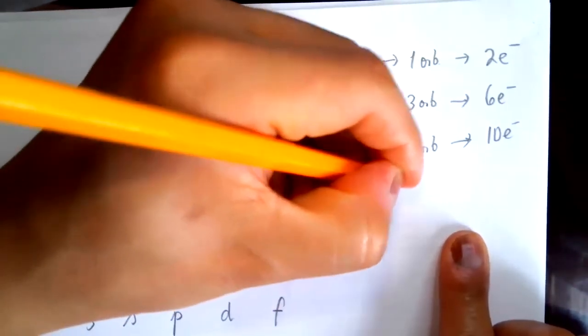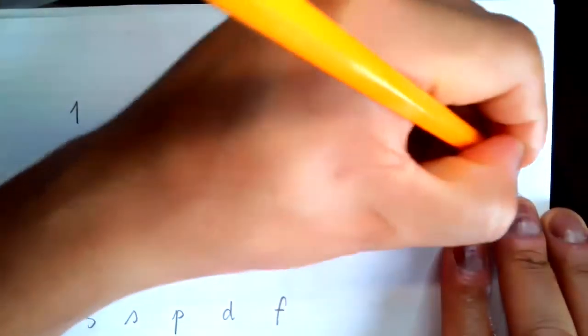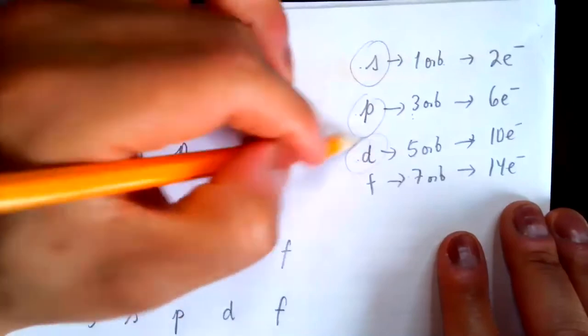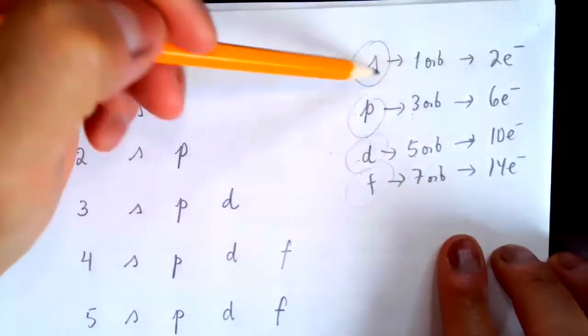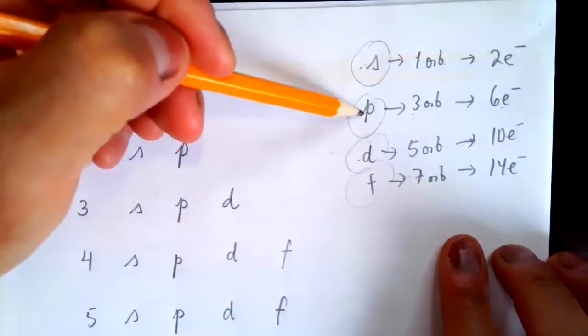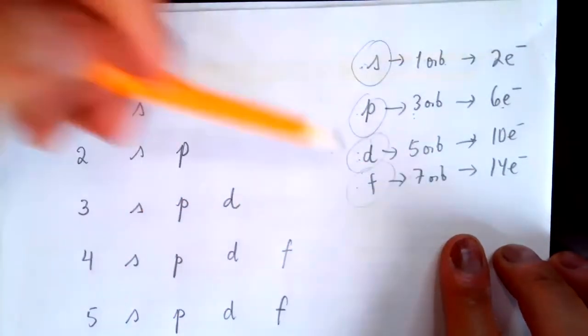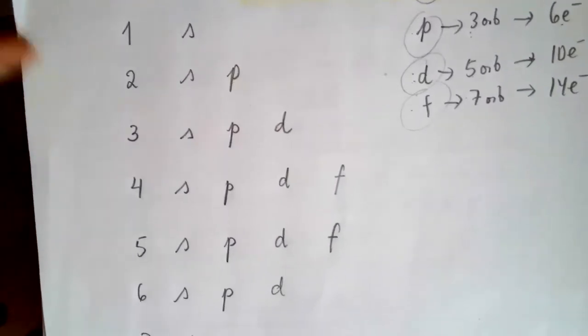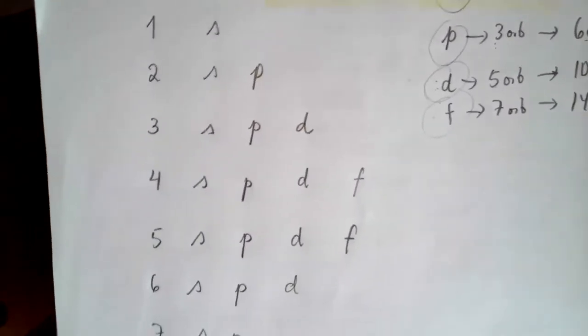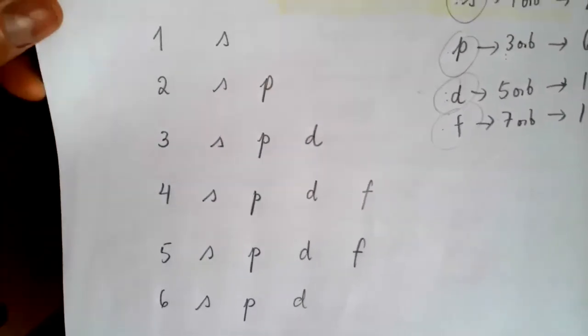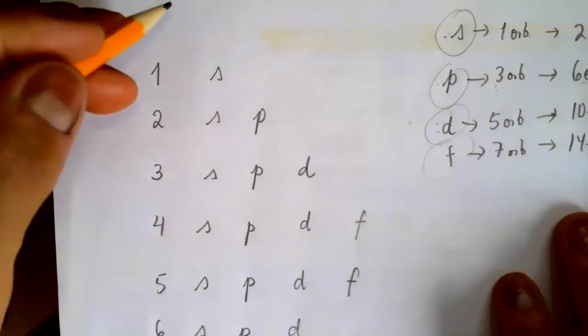And the F is 7 orbitals, right? 7 times 2, 14 electrons. So these subshells can hold 2 electrons for S, 6 electrons for P, 10 for D, and 14 for F. Okay, now how do I do this, right? So for the electron configuration, you are going to do it this way.